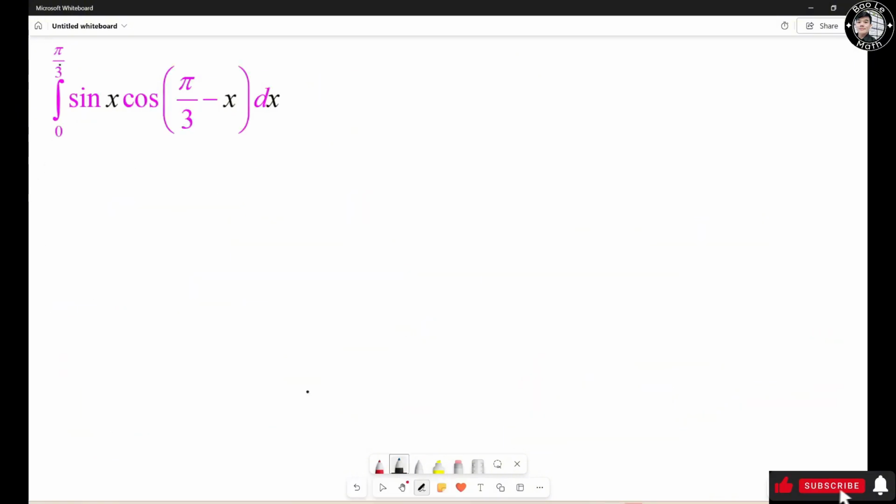The integral from 0 to pi over 3 of sine s cosine of pi over 3 minus s ds. Now we need to apply the product-to-sum trigonometric identity to expand this one. So we have sine a cosine b equals 1/2 sine of A plus B plus sine of A minus B, right? In this situation, A is s, and B is pi over 3 minus s.